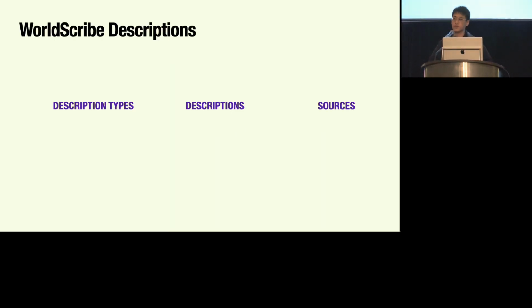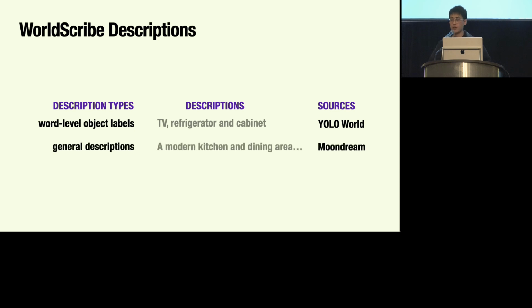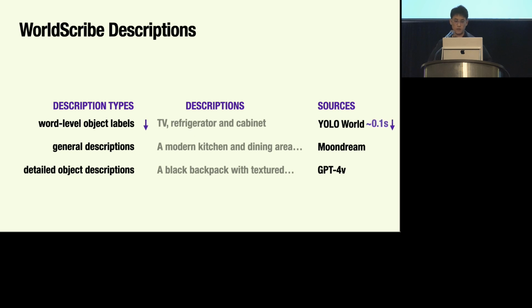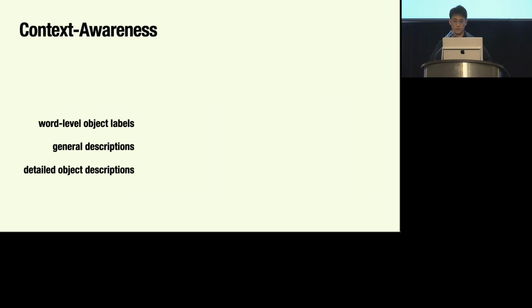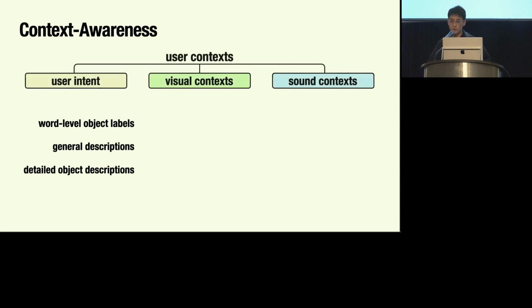So in the video, there are descriptions with different information richness, such as short object labels, general descriptions with objects and their spatial relationships, and detailed object descriptions with rich adjectives for describing their visual attributes. They were enabled by 3 levels of models with different information richness and latency. So these descriptions were generated, prioritized, and presented based on user's context. With user intent, it generates 3 levels of descriptions.